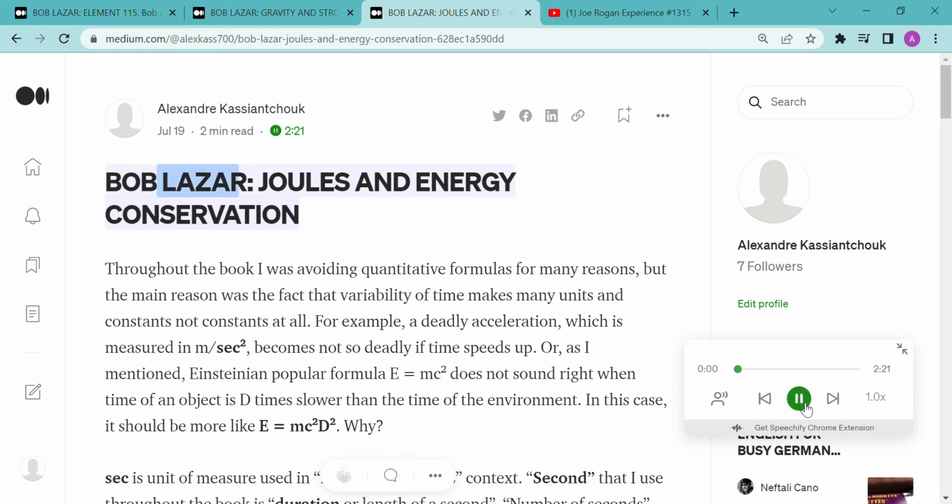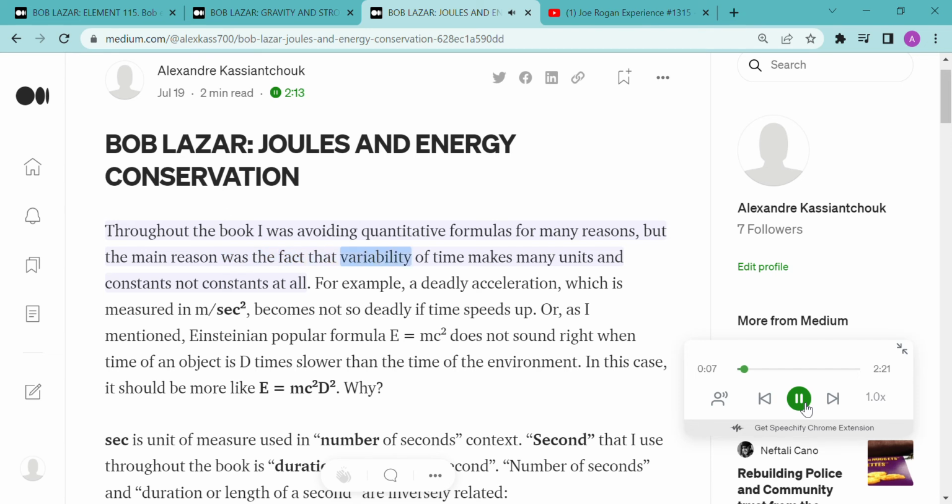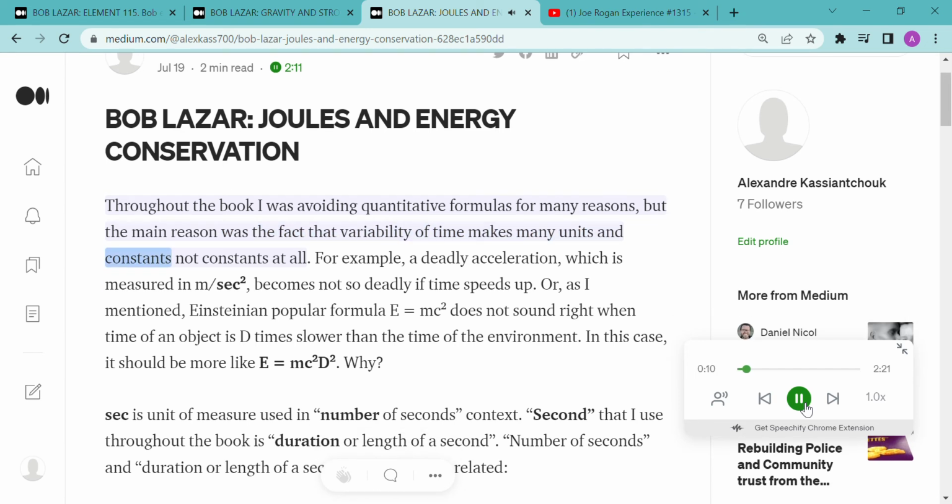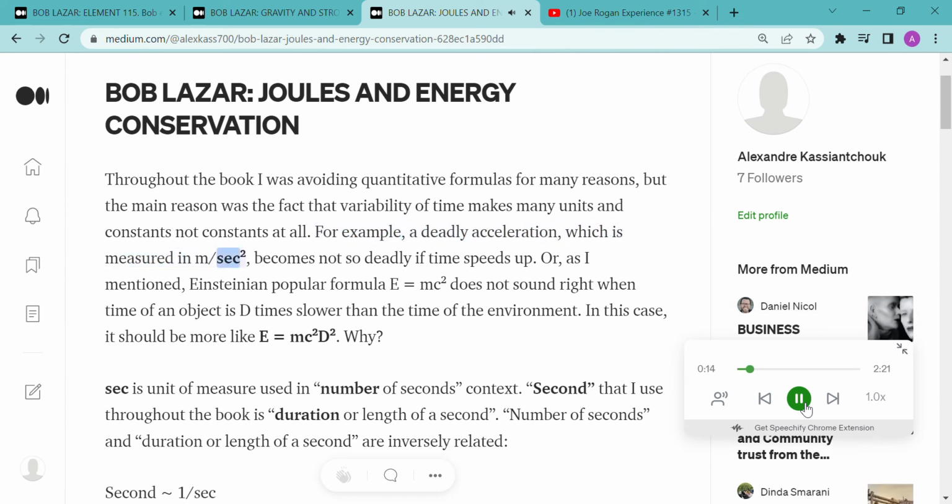Bob Lazar, Joules and Energy Conservation. Throughout the book I was avoiding quantitative formulas for many reasons, but the main reason was the fact that variability of time makes many units and constants not constants at all. For example, a deadly acceleration, which is measured in m/sec squared, becomes not so deadly if time speeds up.